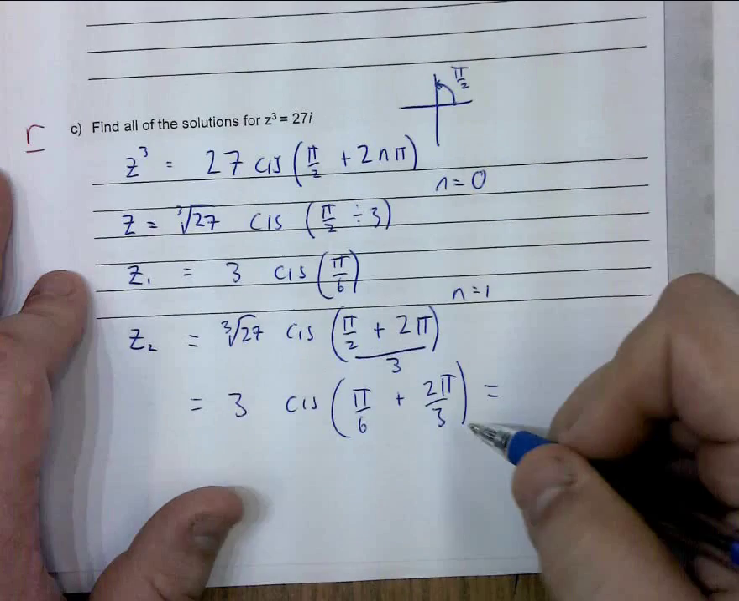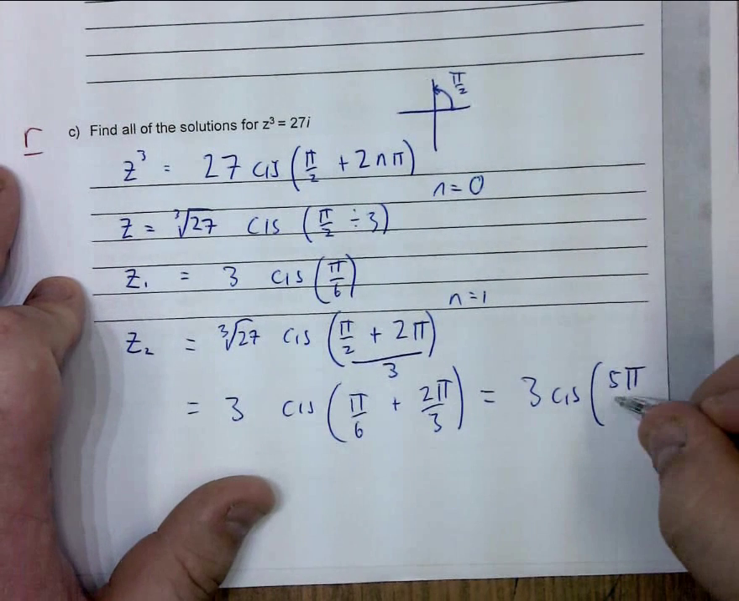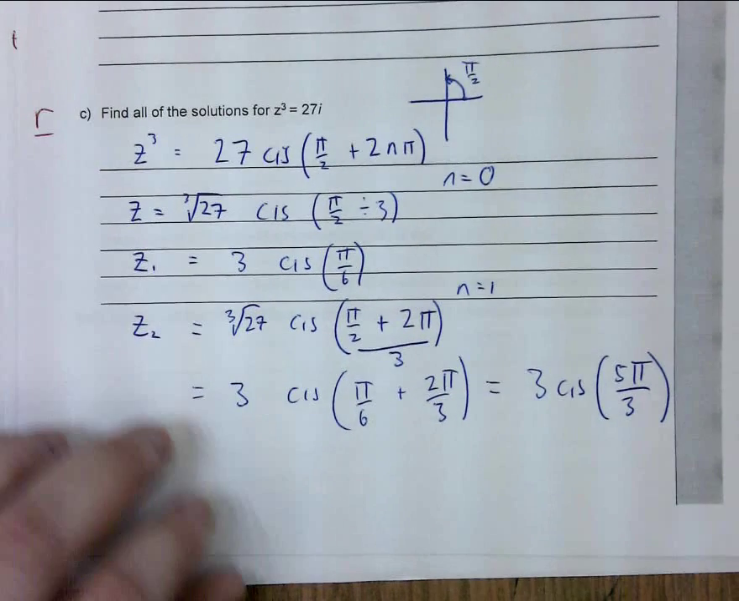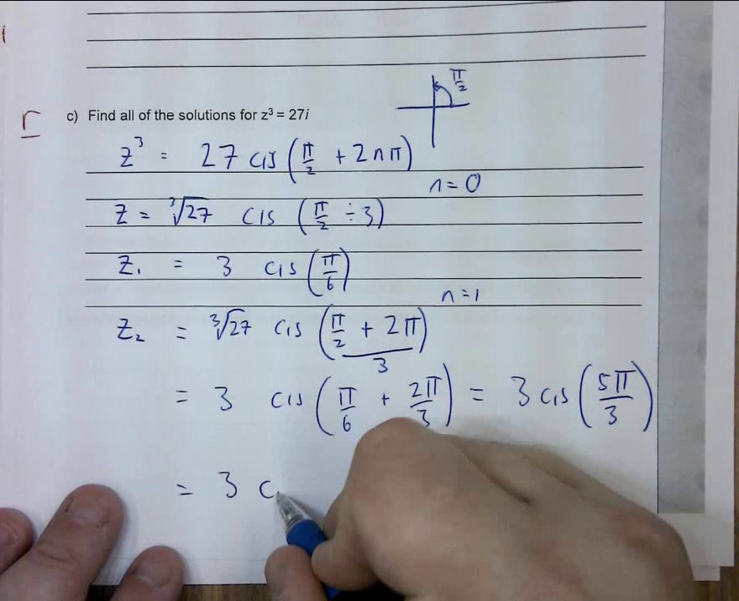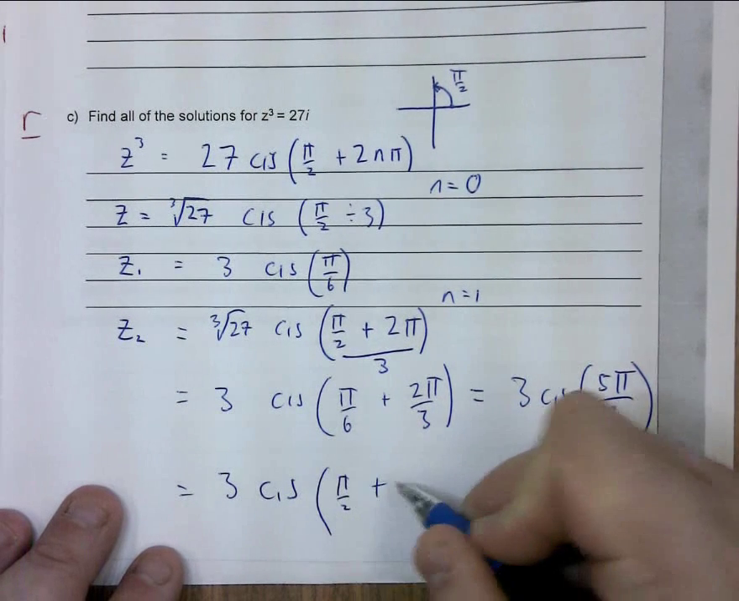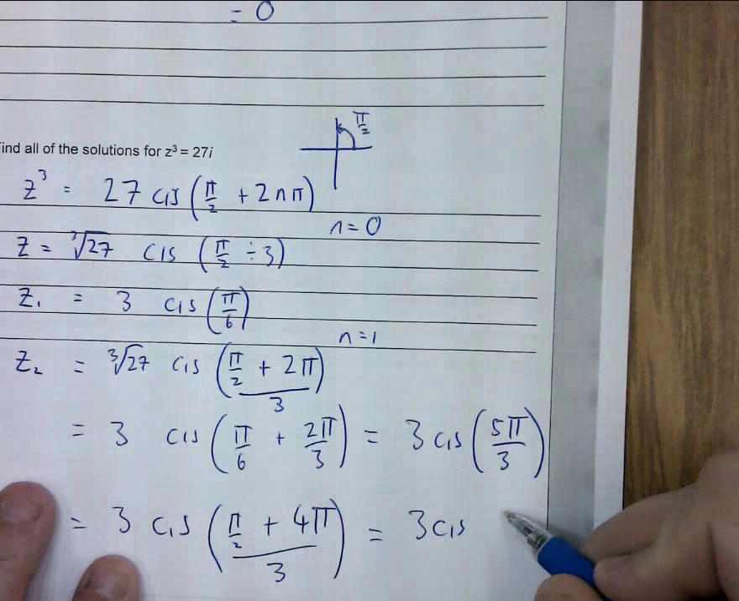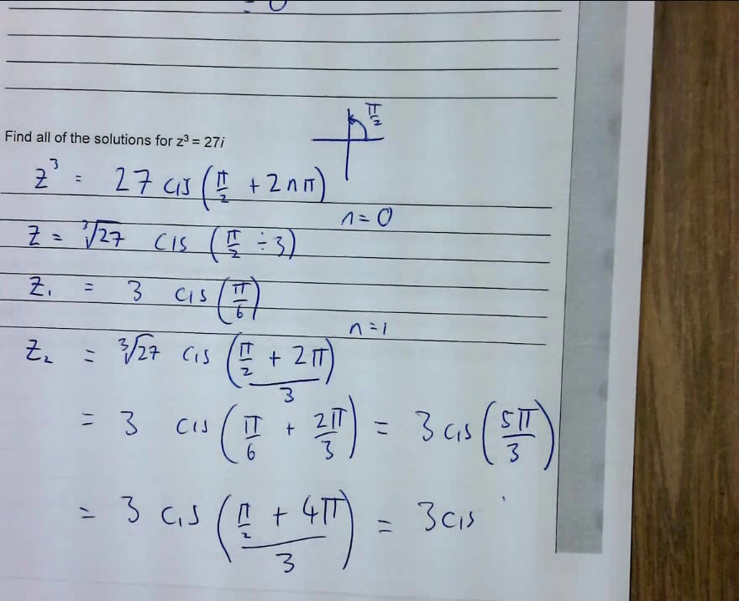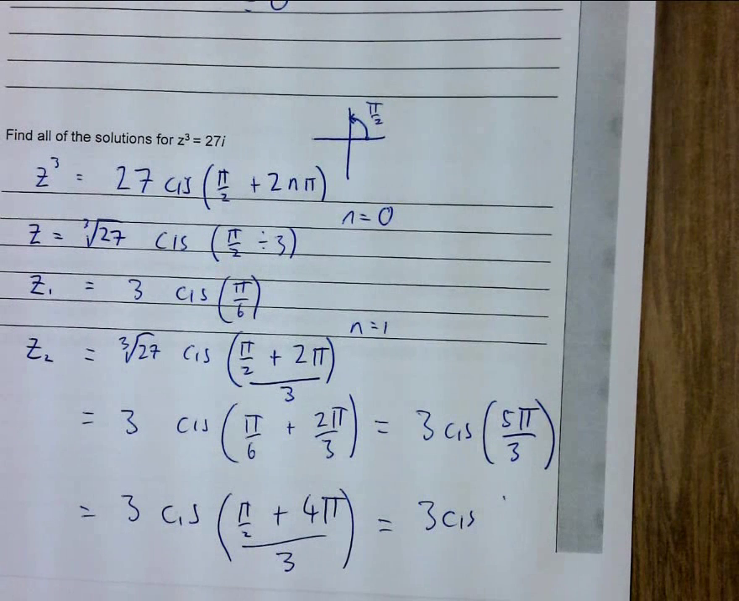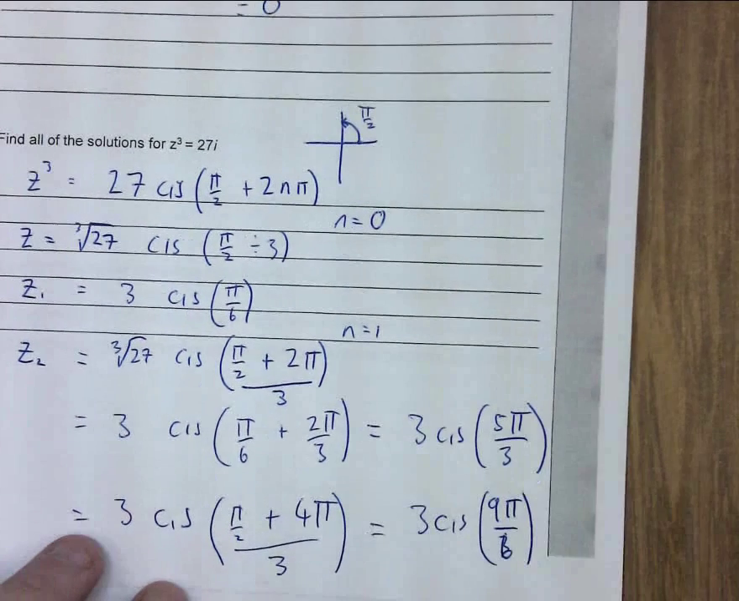Which simplifies to 3 cis... there you go. The last answer is 3 cis (pi over 2 plus 4 pi), so 2 times around the circle more, 3 cis... that should be a 6.